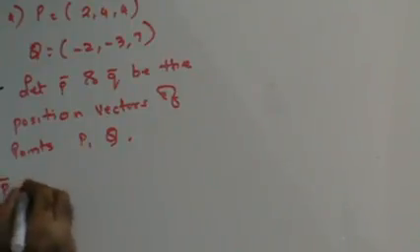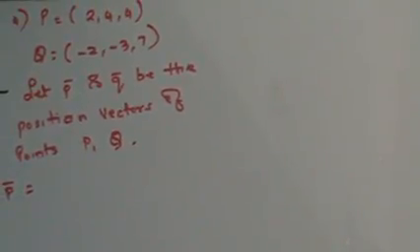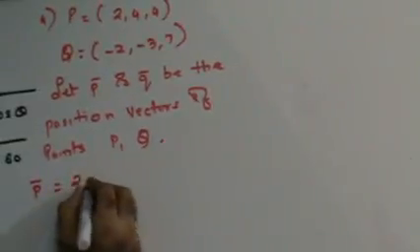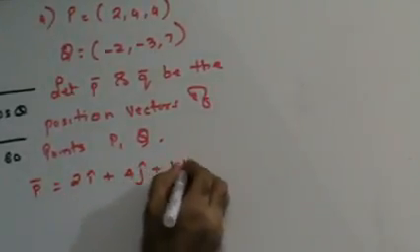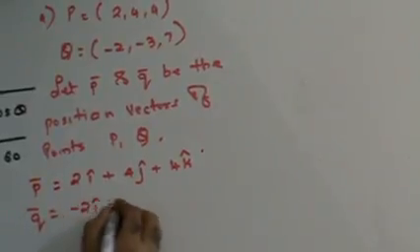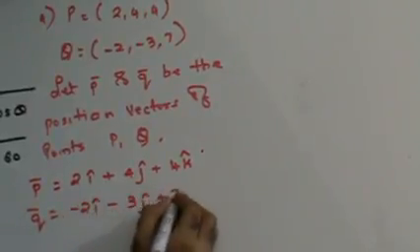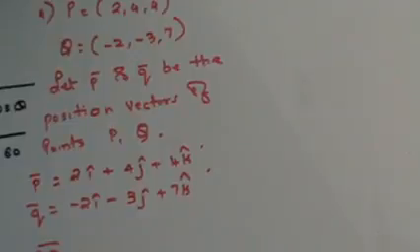So how will I write P vector? Since its coordinates are 2, 4, 4, the first indicates the x-axis, the second the y-axis, the third the z-axis. So this will be 2i vector plus 4j vector plus 4k vector. Similarly, Q vector will be minus 2i vector minus 3j vector plus 7k vector. Now, they have asked me to find PQ vector.